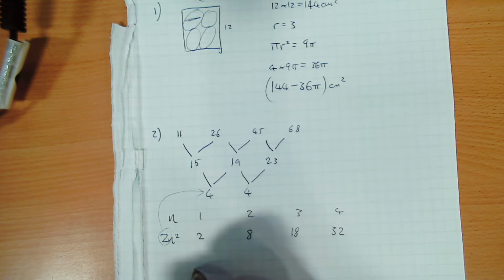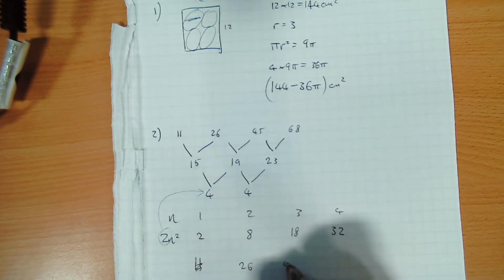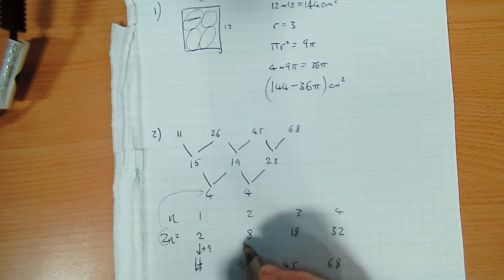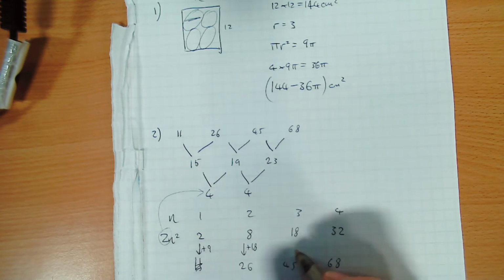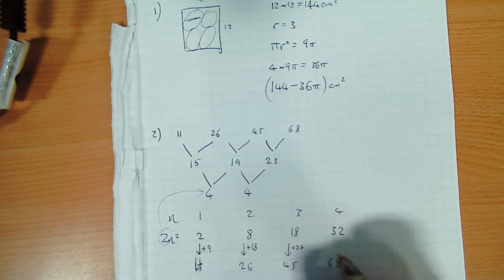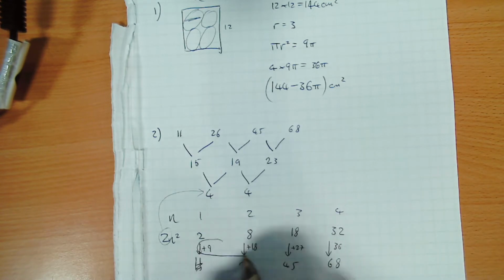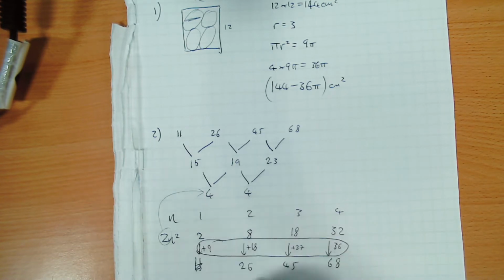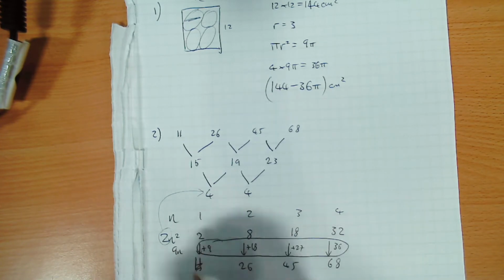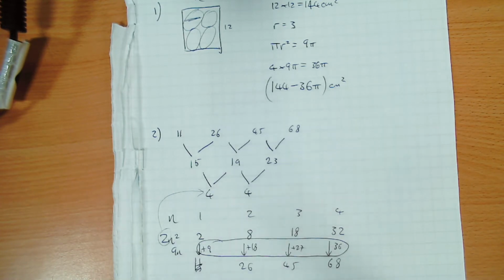So 2 times 1 squared, 2 times 2 squared, 2 times 3 squared, 2 times 4 squared. The sequence I want is 11, 26, 45, 68. So 2 to 11, we had 9. 8 to 26, we had 18. 18 to 45, 27. 32 to 68, 36. So this is a linear sequence, and actually this one's straightforward. It's the 9 times table. So my nth term is 2n squared plus 9n.